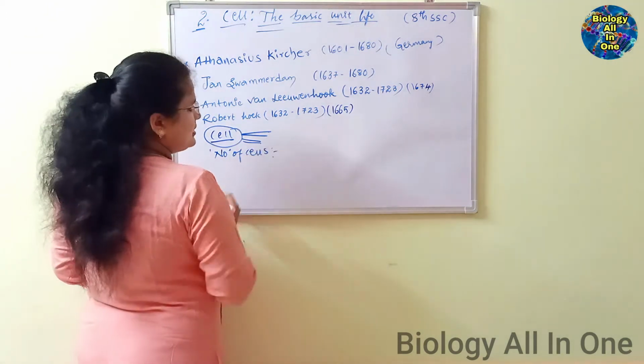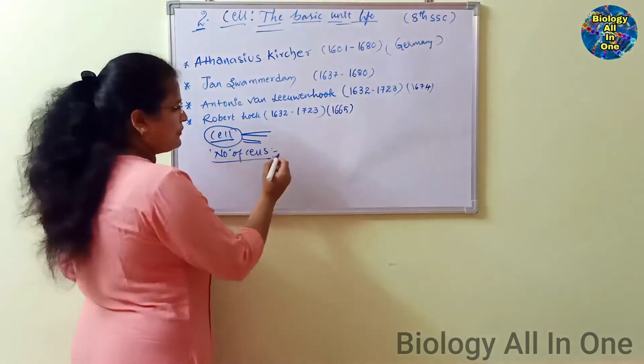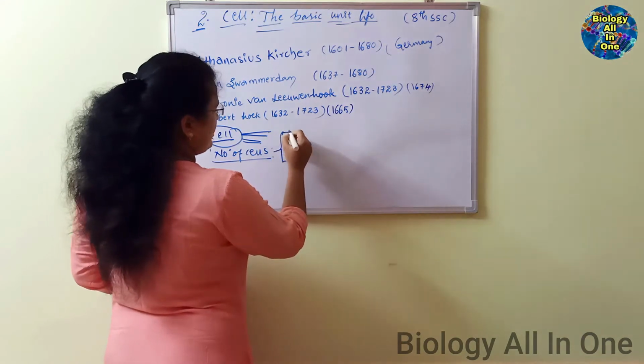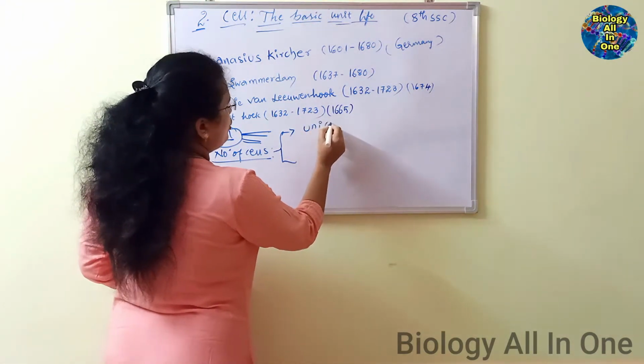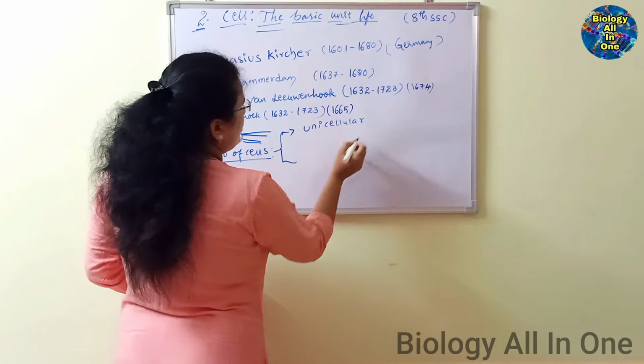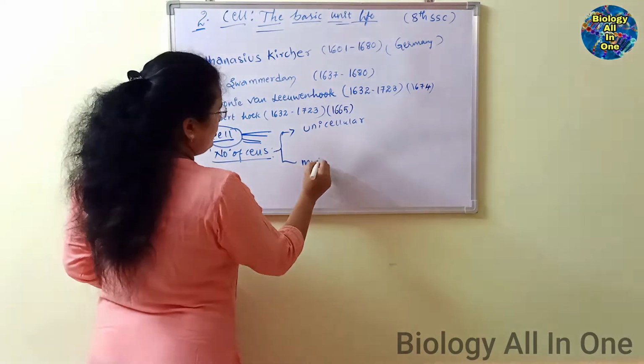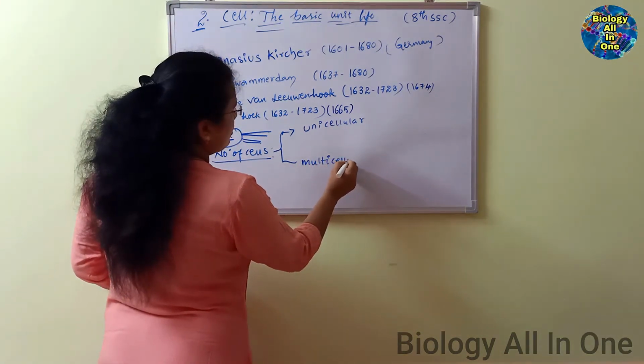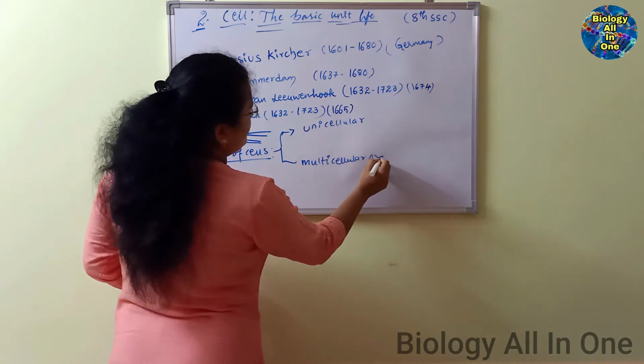the organisms are differentiated into two types. They are unicellular organisms and multicellular organisms.